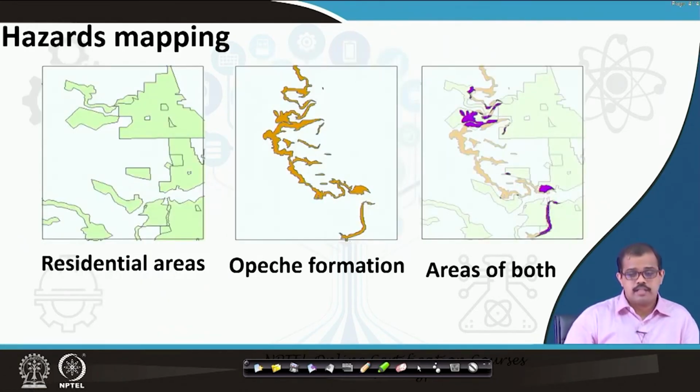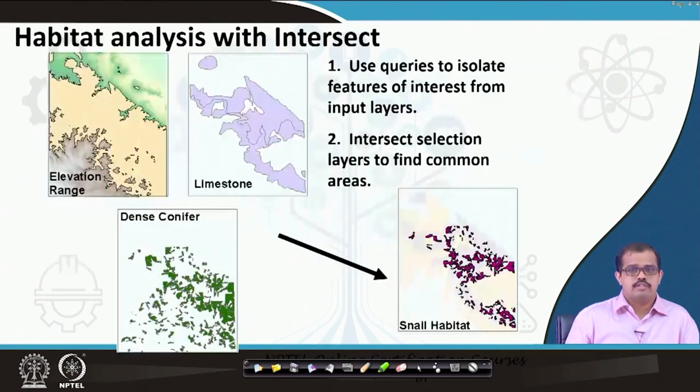So hazards mapping is another way of looking at this. You can apply this to hazards mapping. These are some examples adapted from Professor Price. So you can see, these are some of those which you can see.